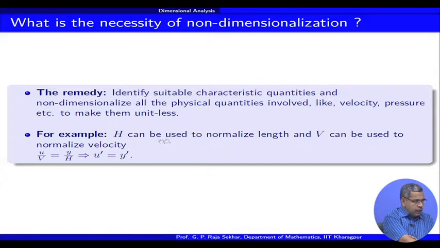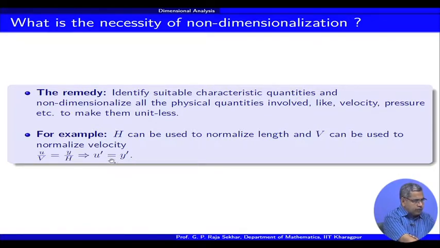For example, h is nothing but the distance between the plates, so one can normalize any length using h. V is velocity, so V can be used to normalize velocity. You define u by V, which will be non-dimensionalized, and we call it u prime, and y by h, which will be a non-dimensionalized length scale, which we call y prime. So now, u prime is a function of y prime, and this is a non-dimensional quantity.